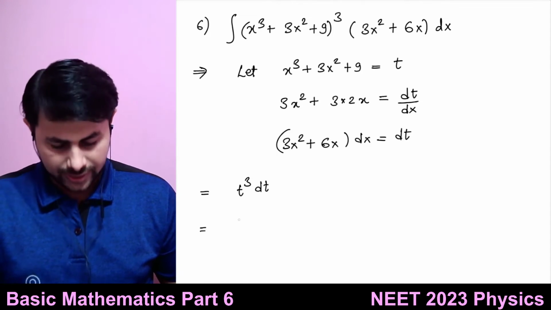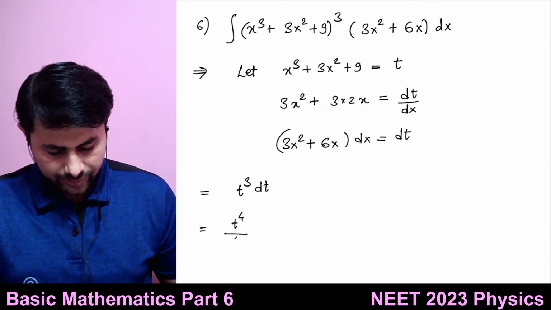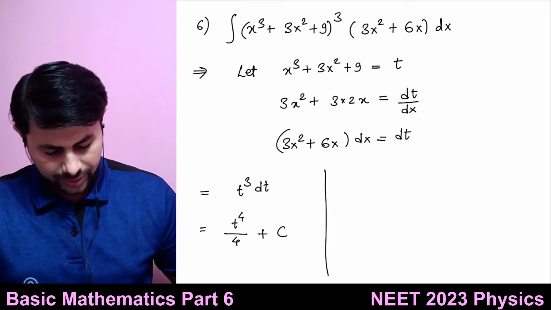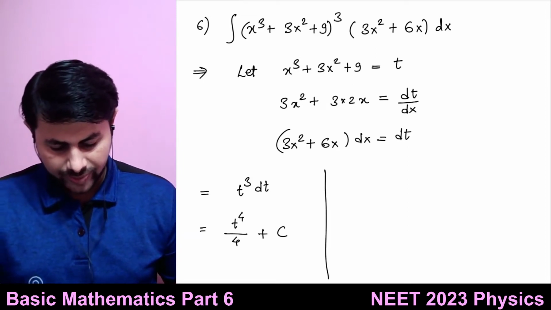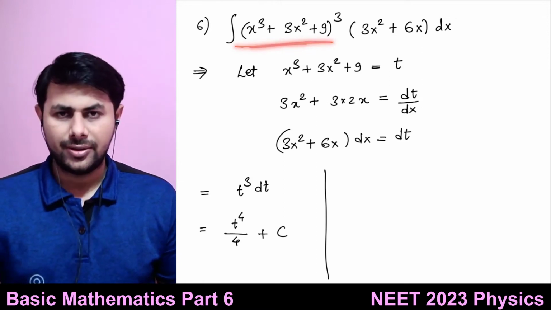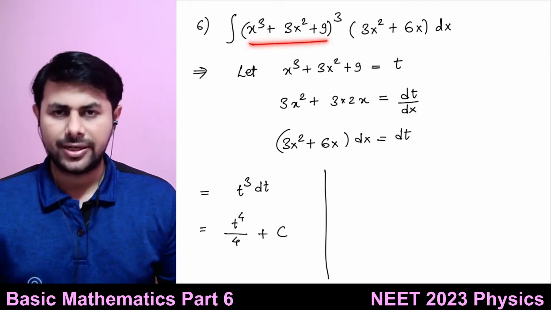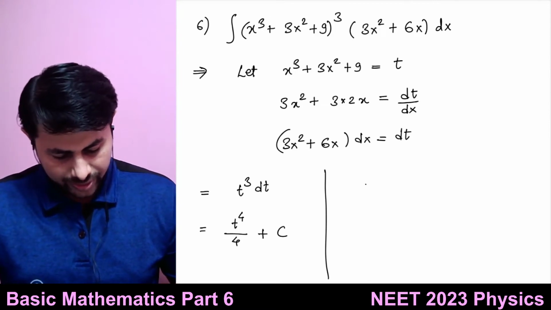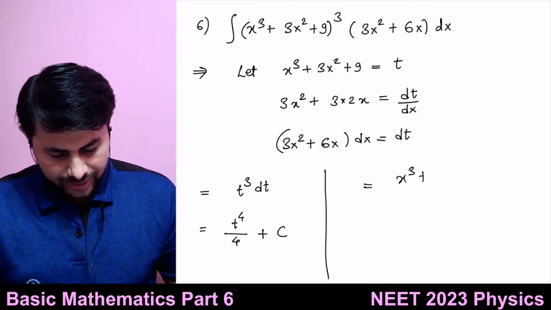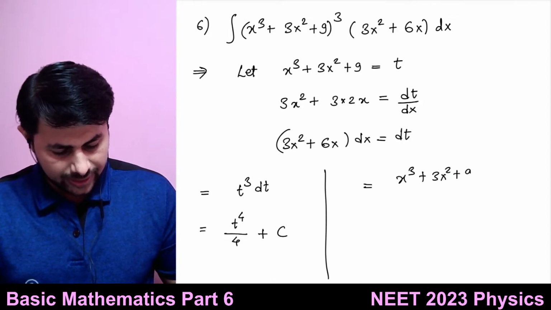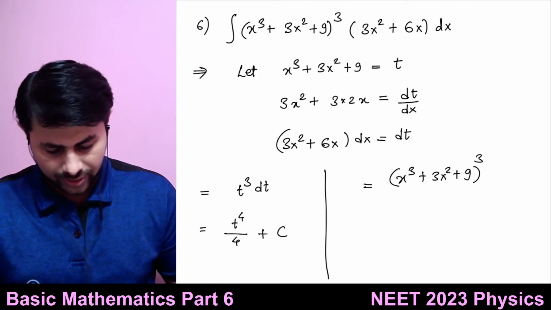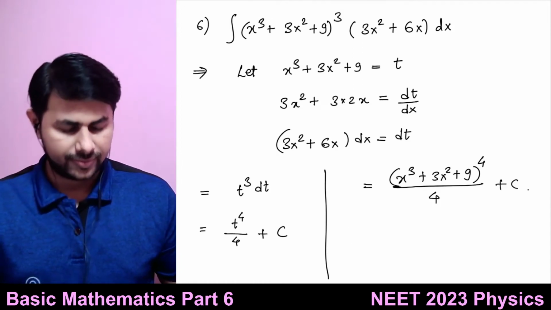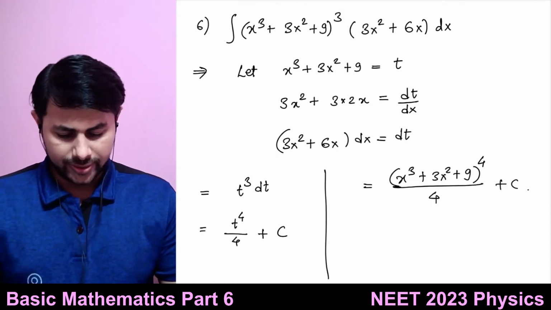So answer is again t to the power 4 divided by 4 plus c. Okay, and then we'll substitute back the value of t, which is x cube plus 3x square plus 9. So let's substitute that. So we get (x cube plus 3x square plus 9) raised to 4 divided by 4 plus c. Okay, so very simple.